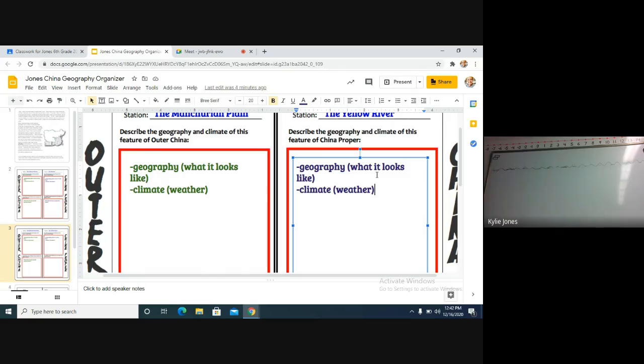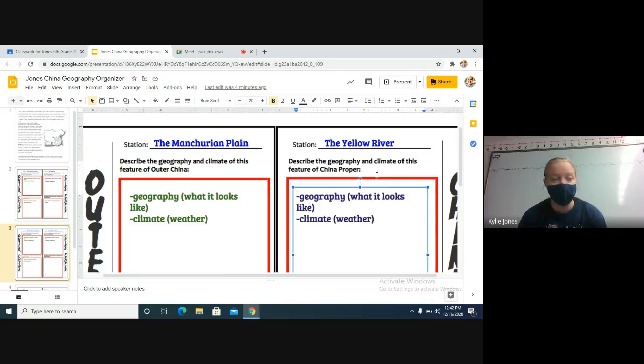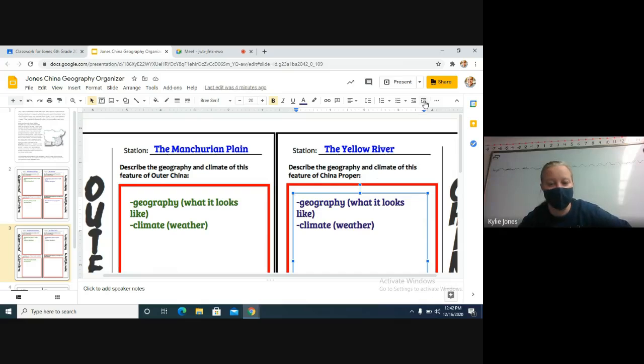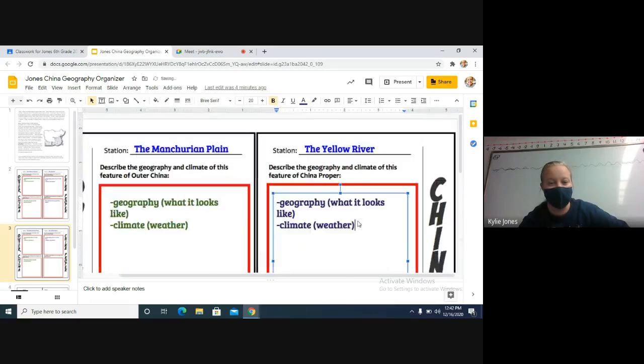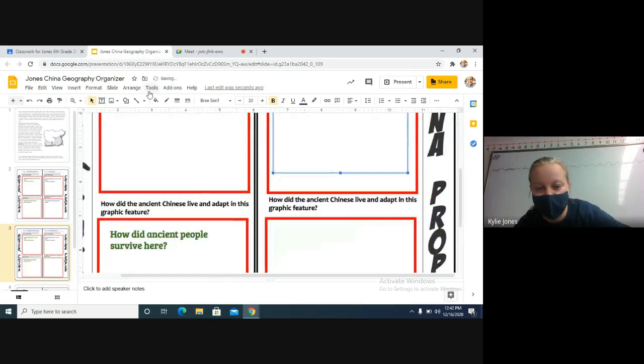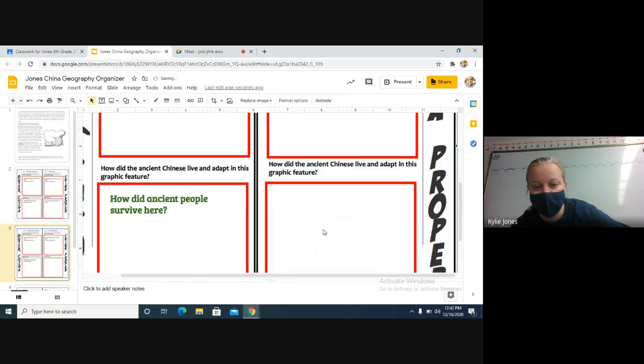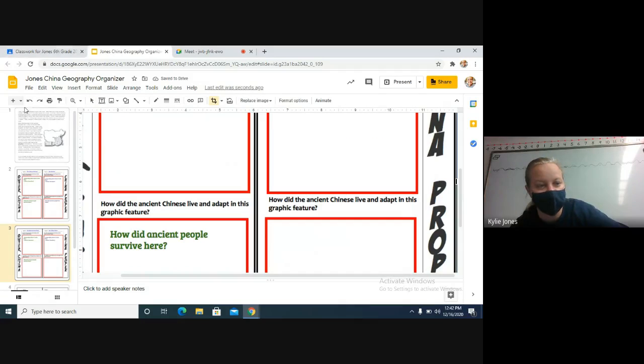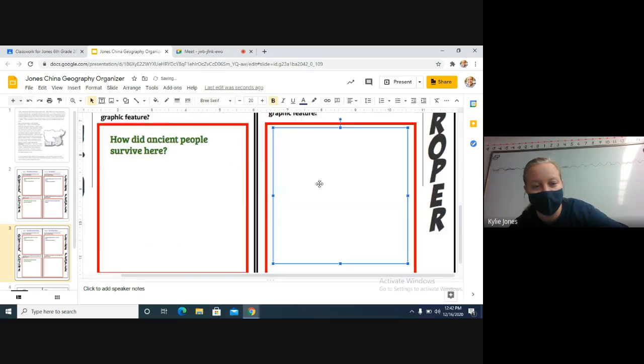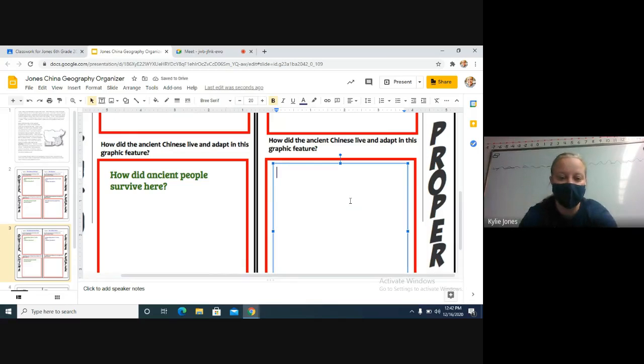All right, here we go. So, you should by now have what the geography was like of the Yellow River, as well as what the weather was like, the climate. We're going to keep reading this one, and you should, as we're reading, be able to figure out, oh my gosh. I already put one thing in that one when I said they grew crops. Yeah, so for, okay, hang on. For the bottom one, you need to talk about how the ancient people survived here.